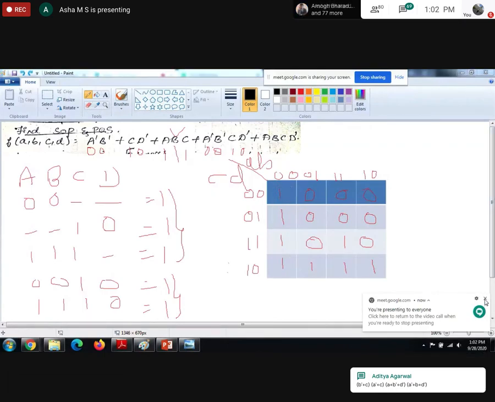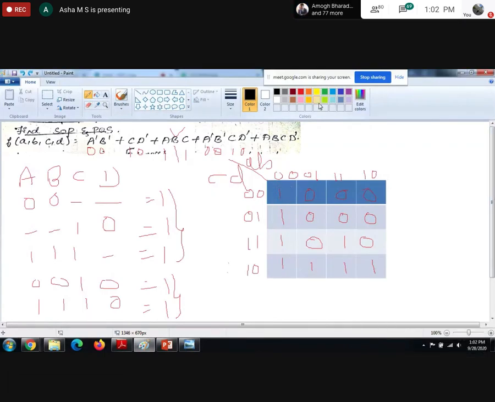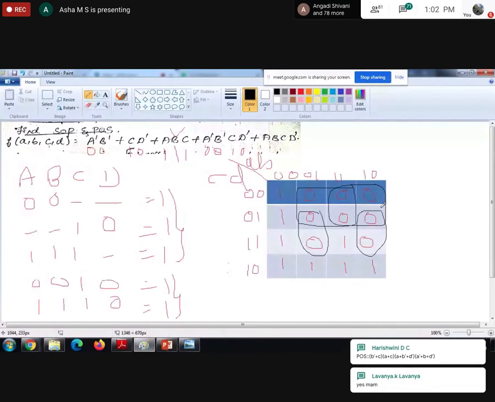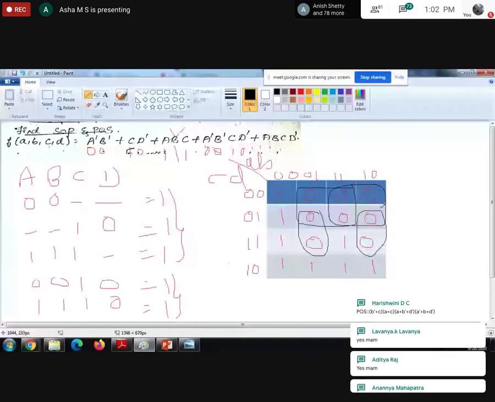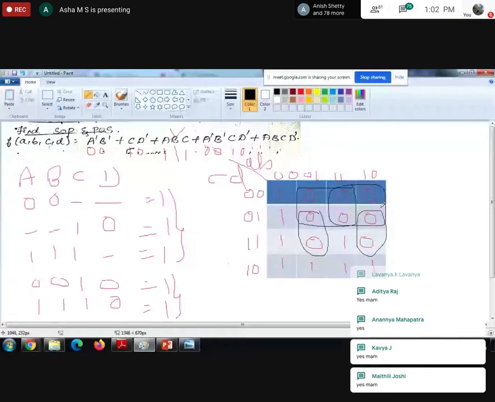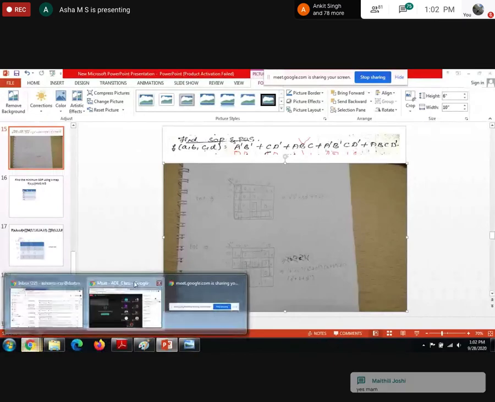POS grouping I will give, answer you people should give. I'll give the grouping. So octa is not possible. Quad is possible. One quad is here. Second quad is here. One pair. One more pair. Is the grouping correct? Any doubts in grouping?